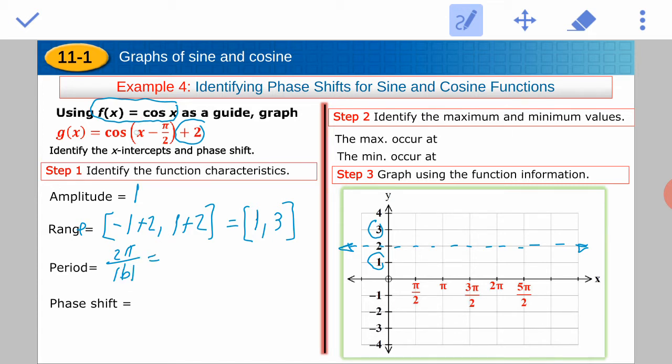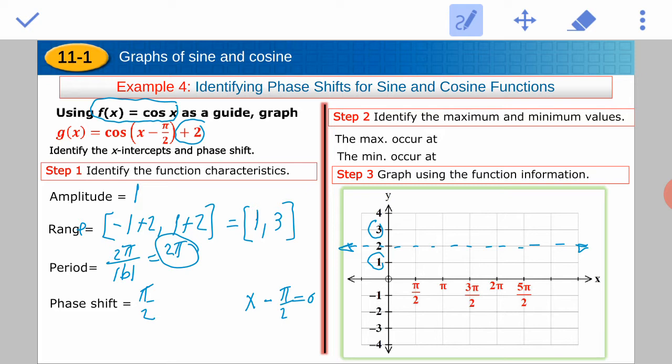B is the coefficient of x, and it's 1 in this situation, so it's going to be 2 pi over 1, which simplifies to 2 pi. So the period is just like the parent cosine function, 2 pi. Phase shift: we can get the phase shift by setting whatever is inside this parenthesis equal to 0 and solving this simple equation. So if x minus pi over 2 equals 0, it means x equals pi over 2. So there is a horizontal shift, pi over 2 units to the right.